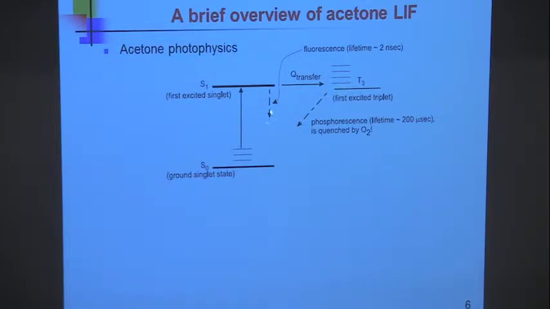We're only going to collect this light. So we're going to turn our camera on and off, and we're only going to collect that light. So a short pulse laser collects some light. We ignore all this stuff. But the enemy is Q transfer.